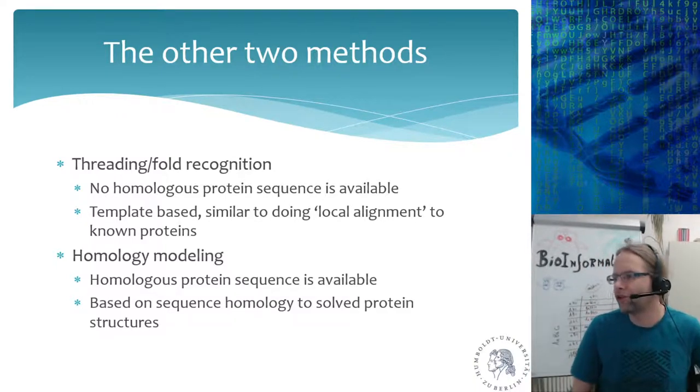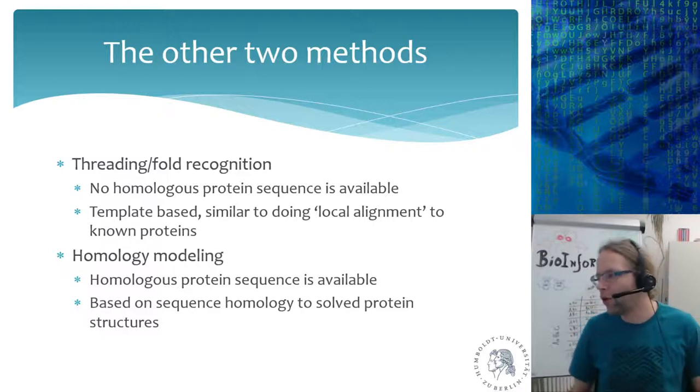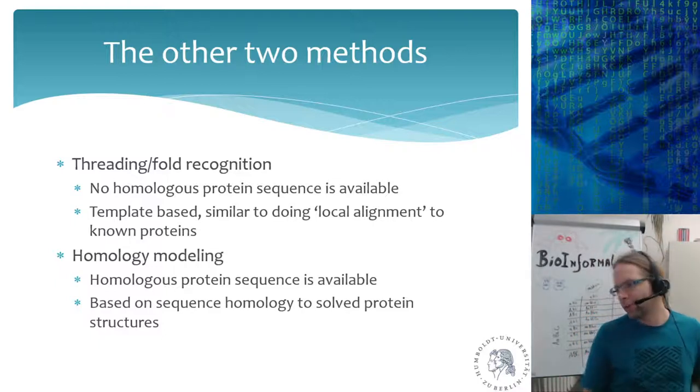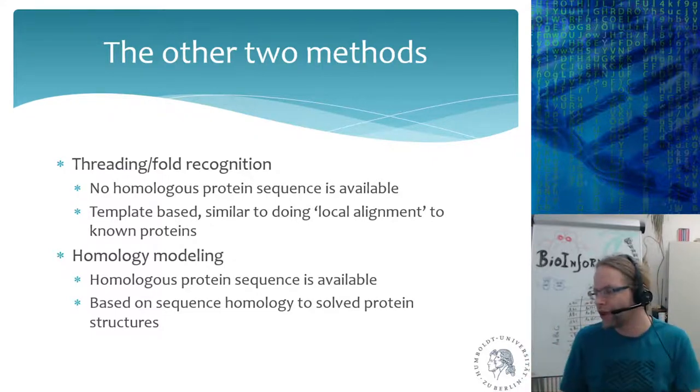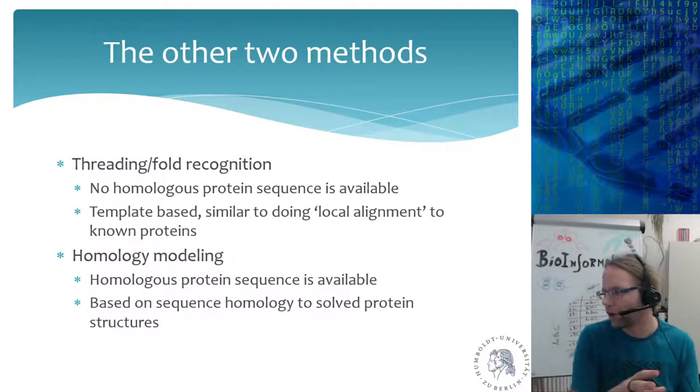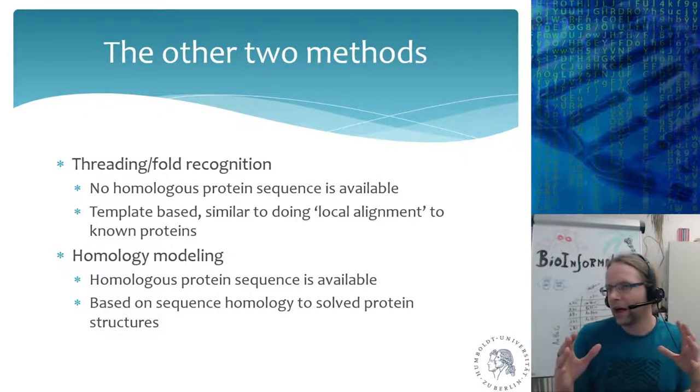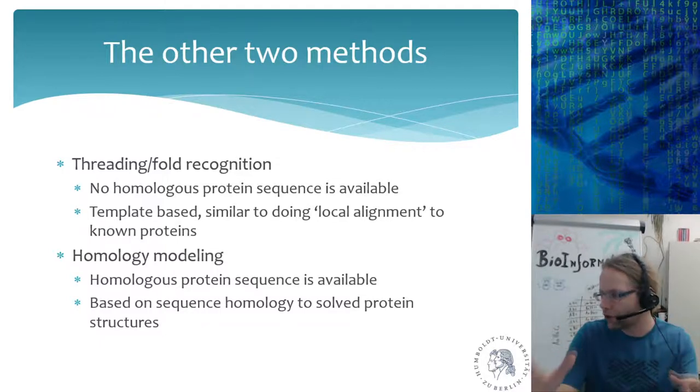So the thread fold recognition you can use when there is no homologous protein sequence available. It's template based. It's similar to doing local alignment to known proteins. So what it does, it actually takes the whole protein sequence that you have, then chops it up into little pieces, and then looks if any of these little pieces is available in another protein. And this is, of course, very similar to homology modeling, but in homology modeling, it's more like doing global alignment. So it just looks at the whole protein sequence, looks if there's a protein sequence of similar length, which has a known structure, and then it just does the modeling based on that, and then the changes of the novel protein towards the known protein, it will then try to do the prediction of that.